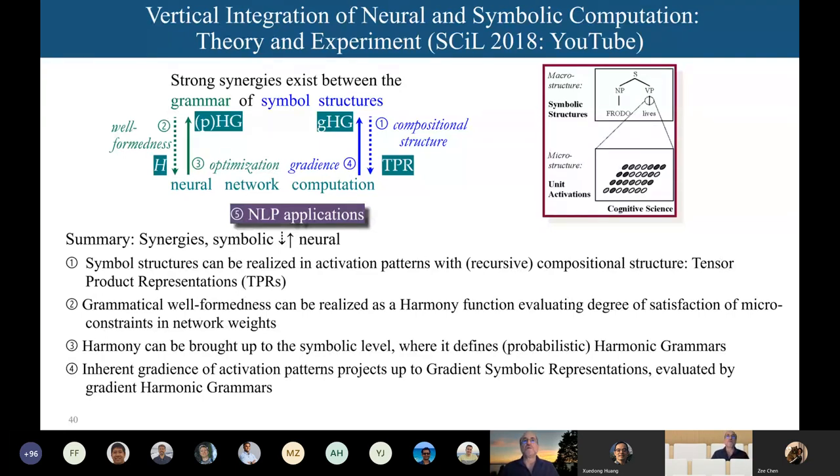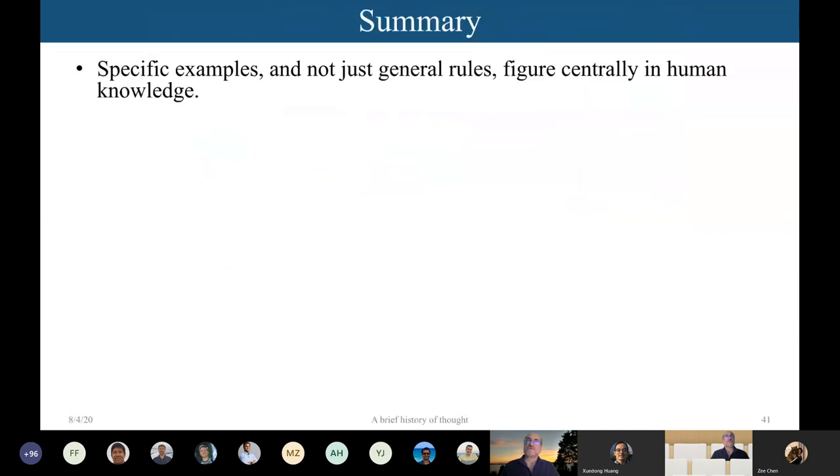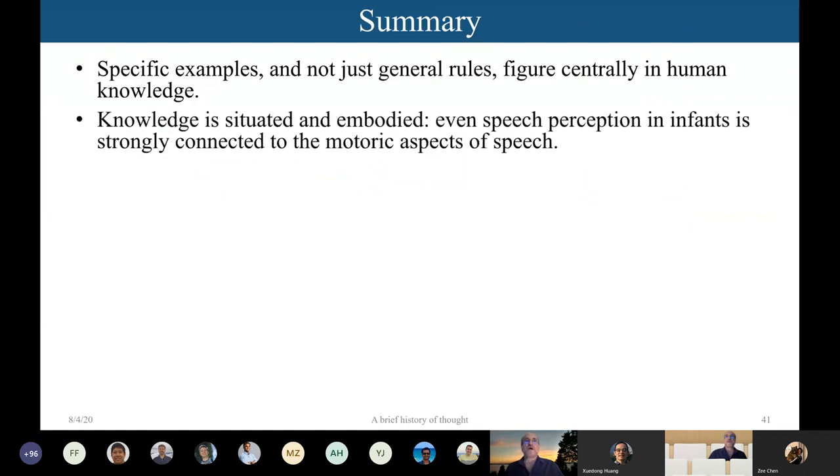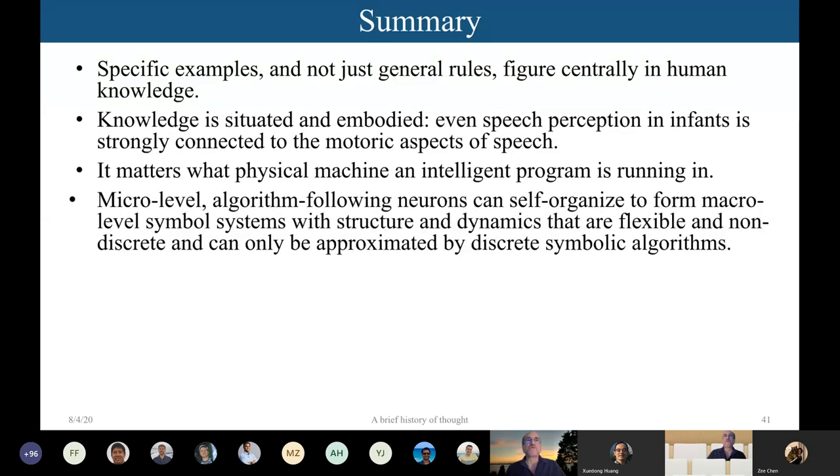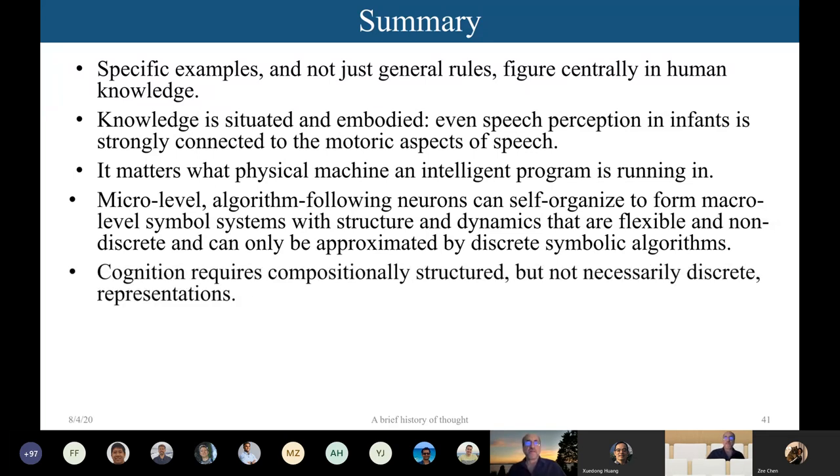Let me summarize. We've seen from many different authors a number of claims and arguments, for example, specific examples, and not just general rules, figure centrally in human knowledge. Knowledge is situated and embodied. Even speech perception in infants is strongly connected to the motoric aspects of speech. Micro-level algorithm-following neurons can self-organize to form macro-level symbol systems with structure and dynamics that are flexible and non-discrete and can only be approximated by discrete symbolic algorithms. Cognition requires compositionally structured, but not necessarily discrete, representations.